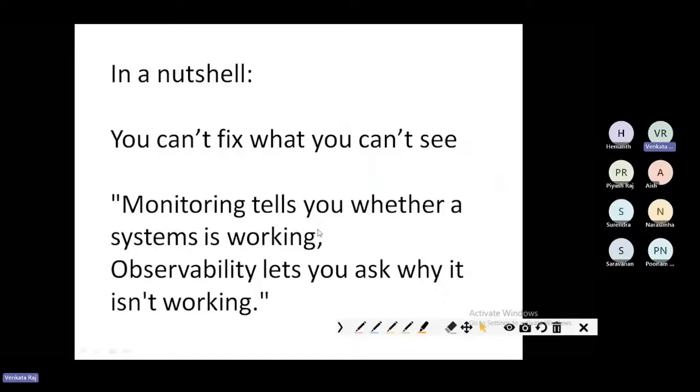So monitoring will tell us whether a system is working or not. But if it is not working, monitoring doesn't have the answer why it is not working. But by observability, we'll be able to ask a question why it is not working, and we'll be able to find that out. Now, can anyone tell me if anyone of you is from a performance testing background?